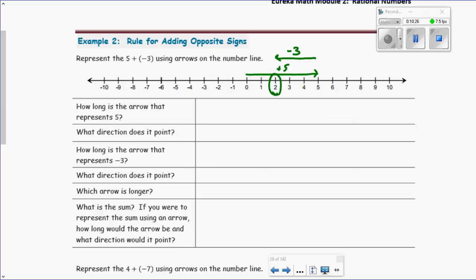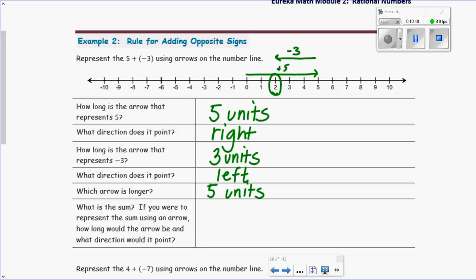Okay, so we know that the arrow that represented the 5 was 5 units to the right, and that the -3 was 3 units to the left. Which arrow was longer, the 5 units or the 3 units? Well, the 5 units, of course. What is the sum? The sum here is 2. If you were to represent the sum using an arrow, how long would the arrow be and in which direction would it point? Well, it would be 2 units to the right of 0.